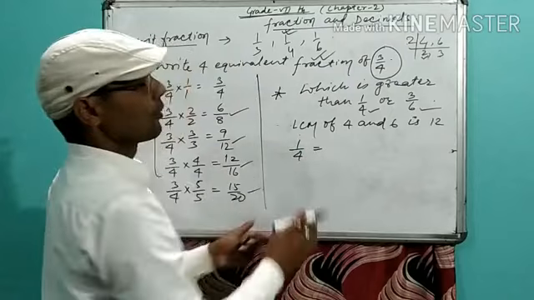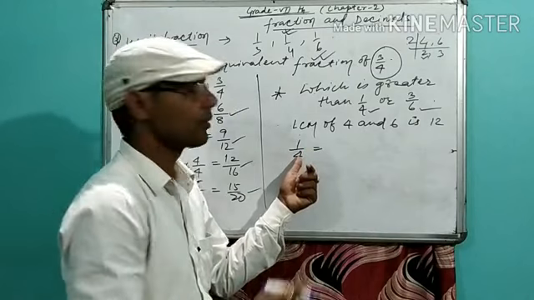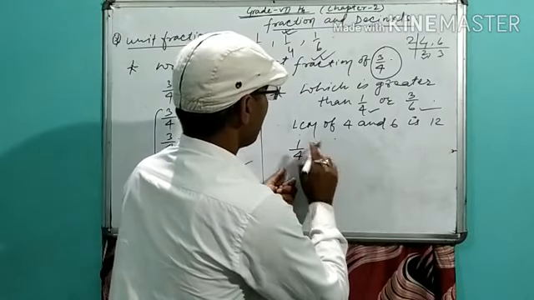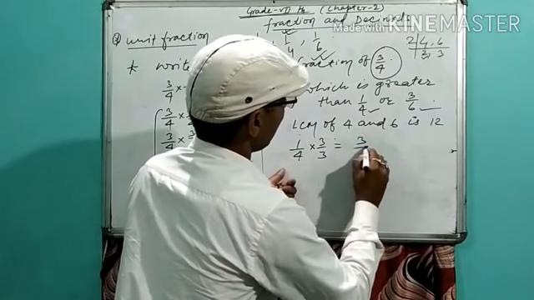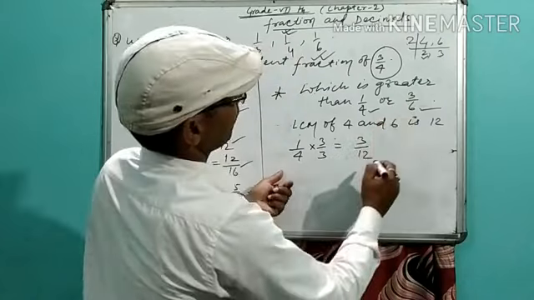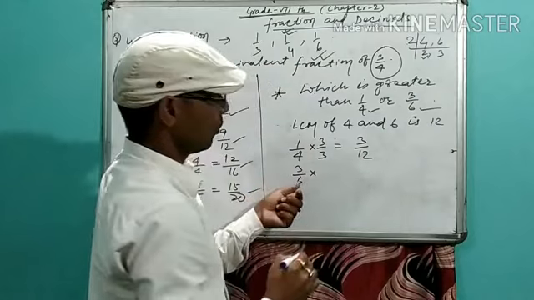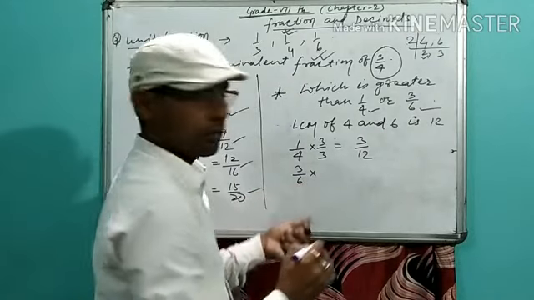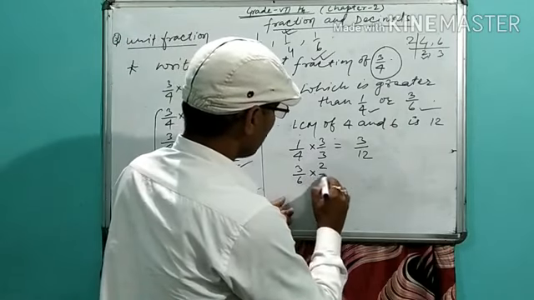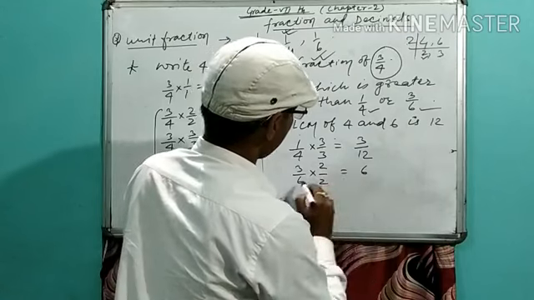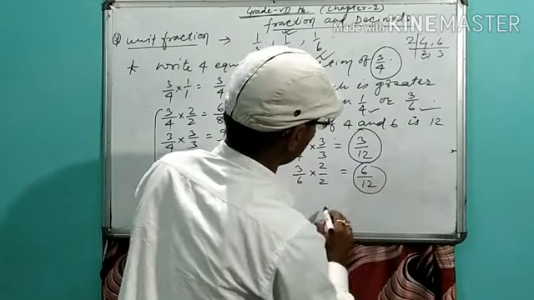To make the denominator 12, how much do we have to multiply? Certainly by 3. We will write 3 by 3. 1 times 3 is 3, 4 times 3 is 12. And the other, 3 by 6: what will you do to make the denominator 12? Certainly multiply by 2 by 2. 3 times 2 is 6, 12. Here is 3 by 12, here is 6 by 12.